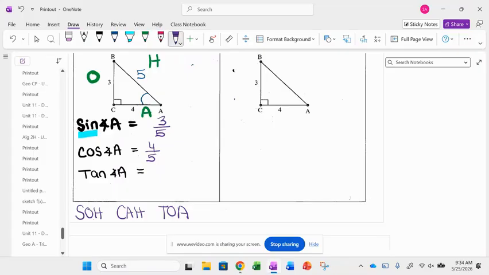Now the tangent of angle A. Tangent is that SOH, CAH, or TOA? TOA. So that means we're going to pair O and A. Well, O is 3 and A is 4.